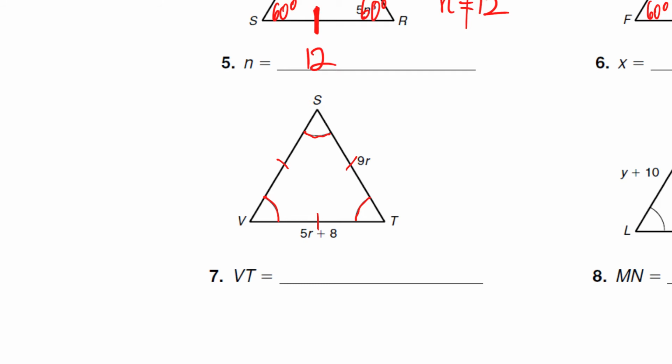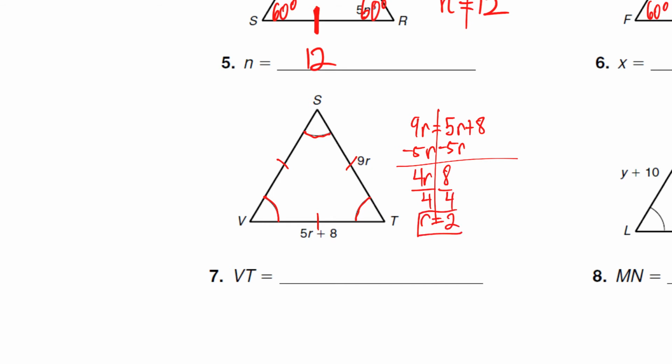So here, to find the value of r, I know these two sides are the same length. So I'm going to set 9r equal to 5r plus 8, and then just solve for r. So 4r equals 8, divided by 4, which means r equals 2. And if r equals 2, how long is VT? 5 times 2 plus 8 is what? 18.